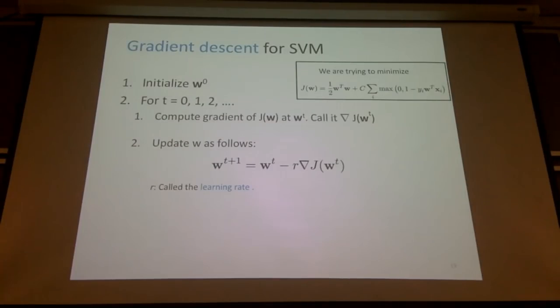Gradient descent for SVM says you initialize w0 and start a loop that runs forever or until you are happy enough. At each step, you compute the gradient of j. I use the symbol nabla, this is a standard symbol for gradient, so nabla j is the gradient of j. Then you update w to get the next value: w(t+1) is w(t) minus some step size times the gradient of j, because you're going in the opposite direction of the gradient. You keep going till you're happy.